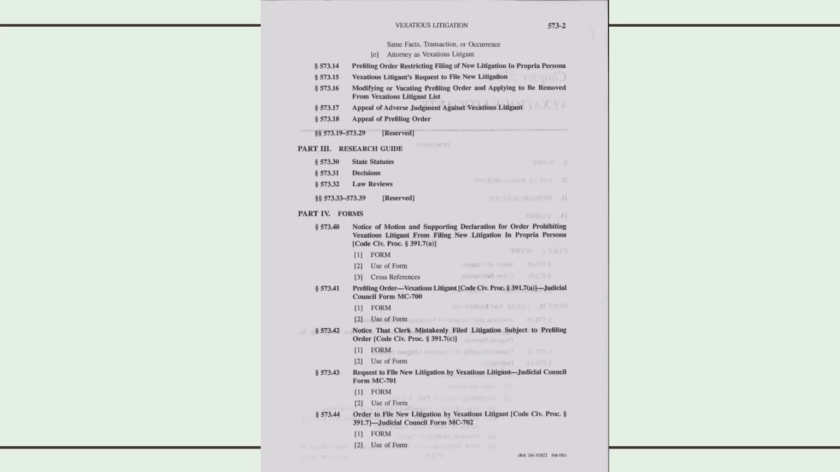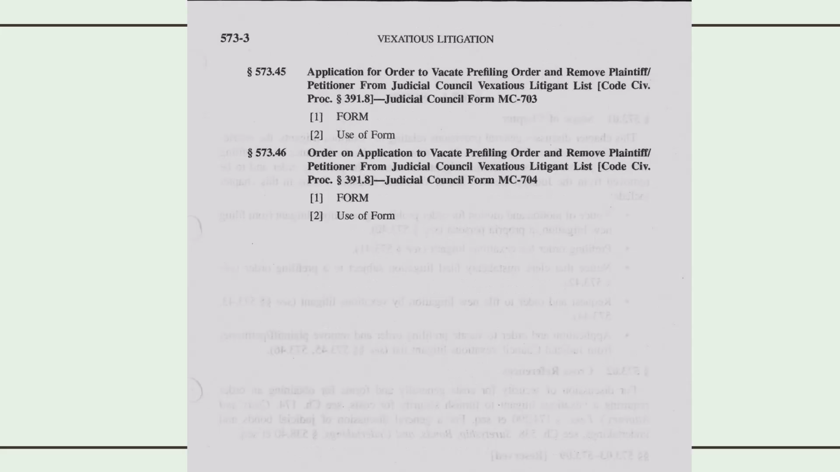Part 3 here is research guide, which is the references to other primary and secondary sources. There appear to be no checklists to go along with this chapter, so there's none listed here. And then finally, it's the forms, and you can see there's 4 or 5 on the first screen and 2 more on the last screen.